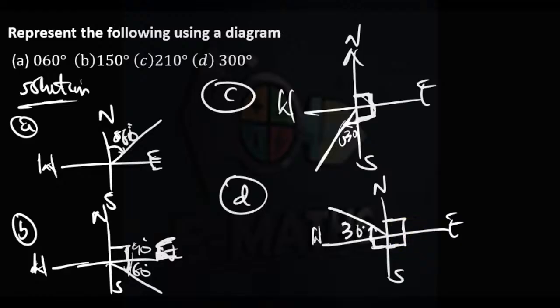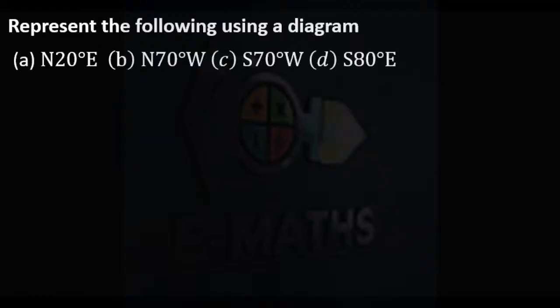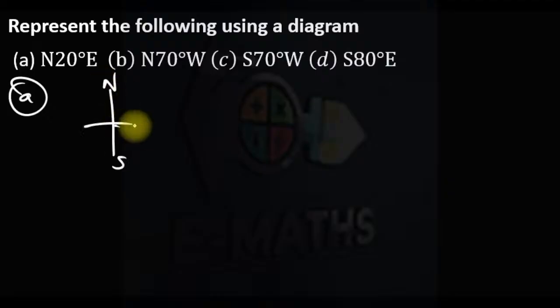It's very simple. Coming to compass bearing, the same principle, but the first letter is where we start. So we're starting north here, north, south, south. The first one is easy. We'll draw our cardinal points: north, south, east, west. So this is 20 from north, so it moves.